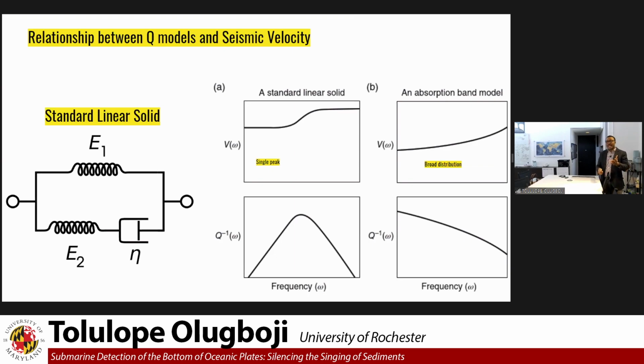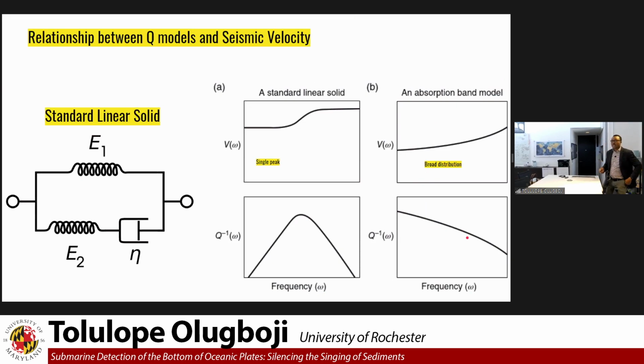And this is what we call a standard linear solid. If you take the standard linear solid and you aggregate it into a distribution of standard linear solids, you get the absorption band model. The absorption band model here is what we used in PREM, and the observations suggest that there is some frequency dependence to attenuation. Up here in this panel, shear velocity is velocity from the absorption band model, and that is attenuation that explains that drop in velocity.